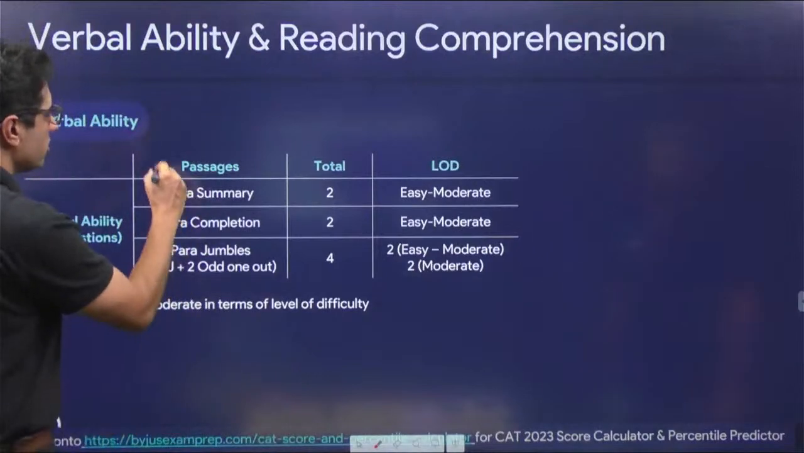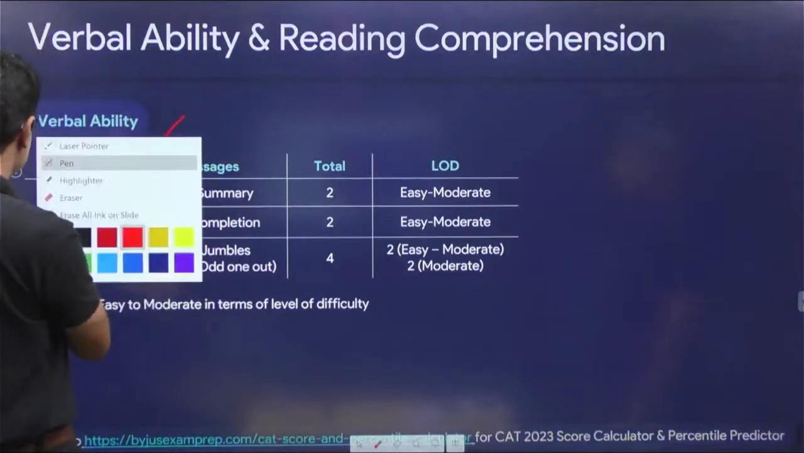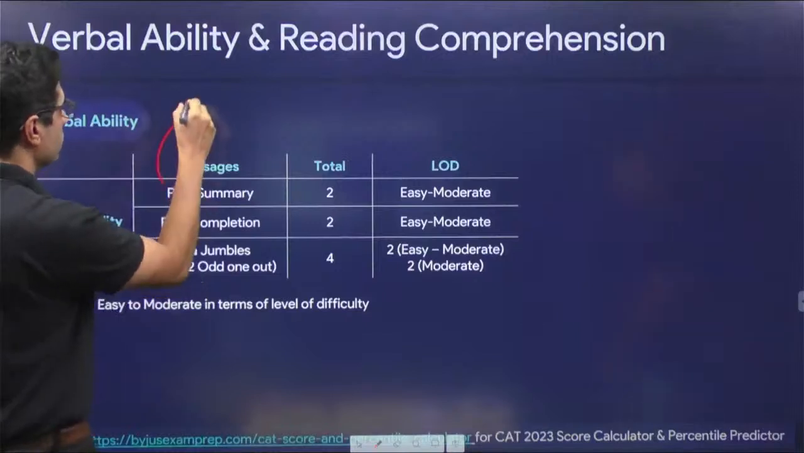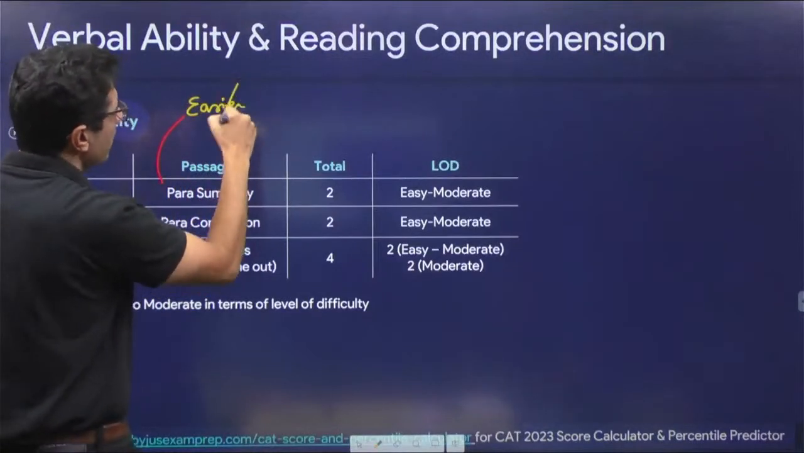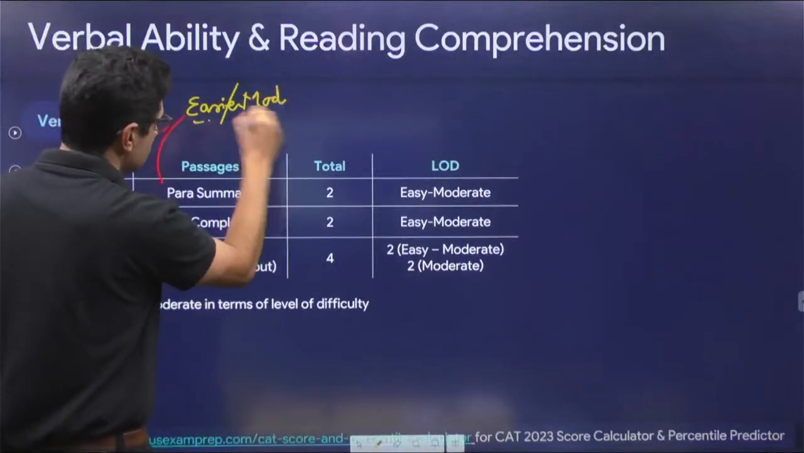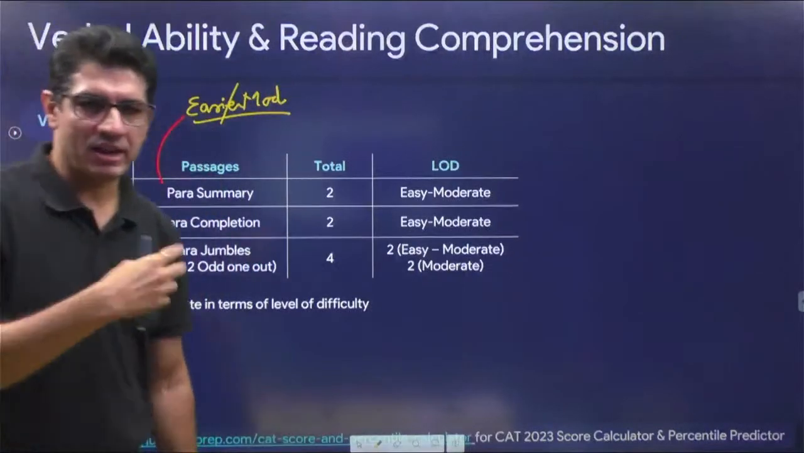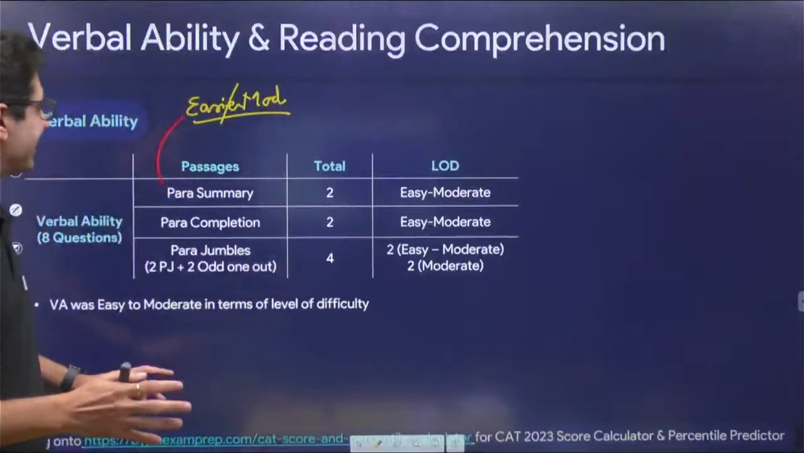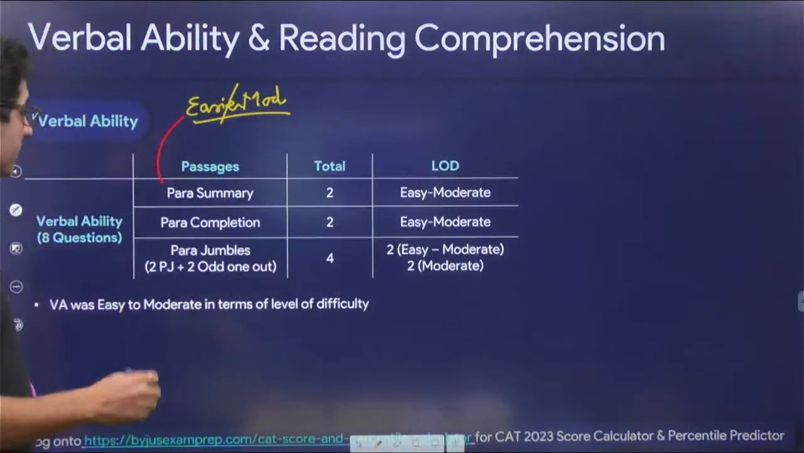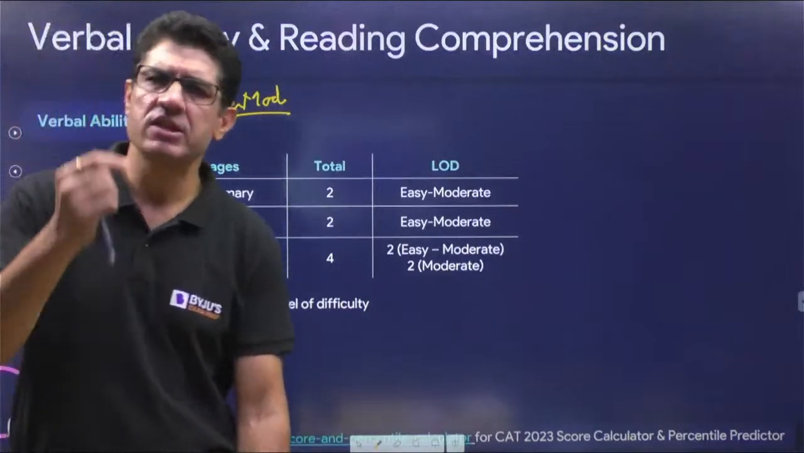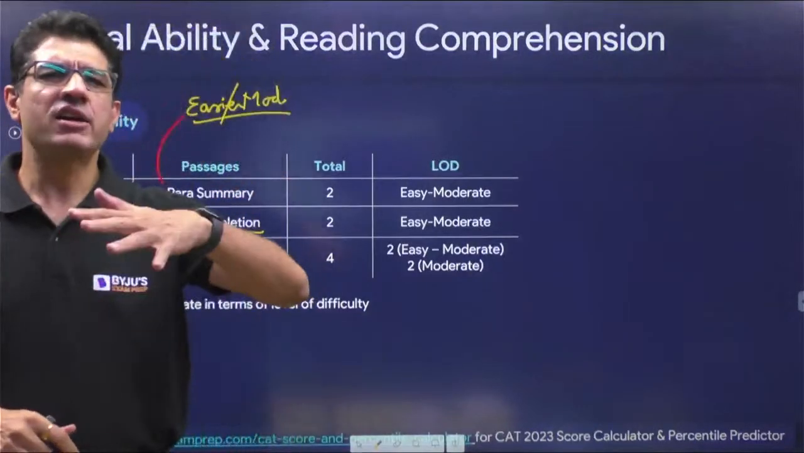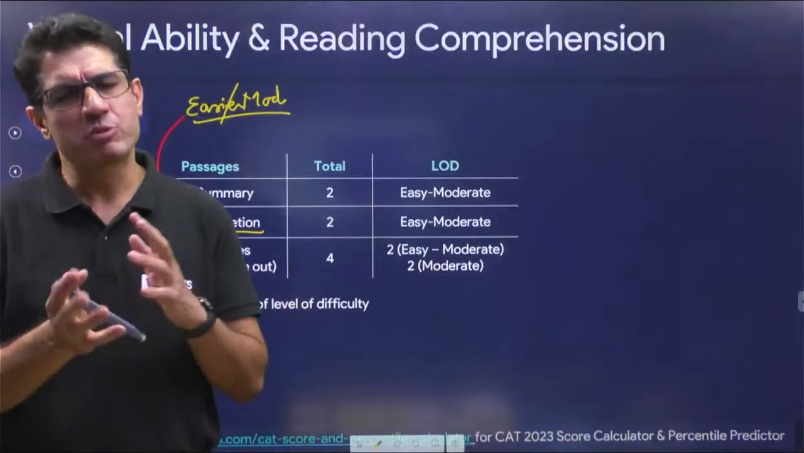From here, these are likely to be questions on the easy to moderate side mostly, and you know by now that I'm a little partial to these questions. They are in a way a precursor to RC. Then we had a couple of para completion questions. They were introduced last year, exact same variety at more or less the same difficulty level, which was easy to moderate.